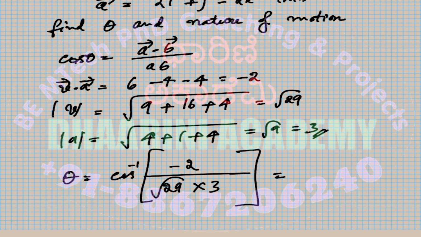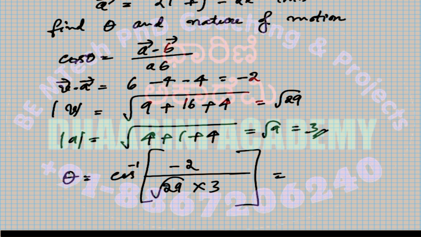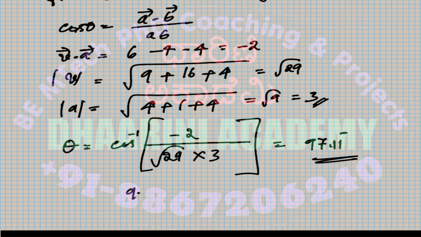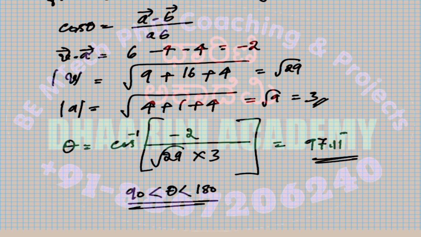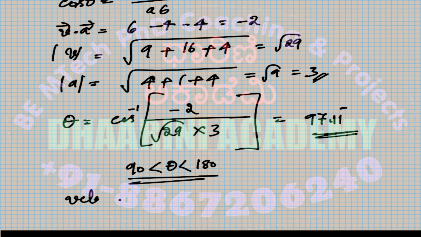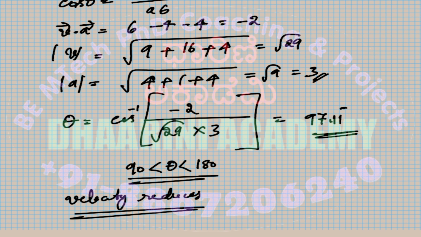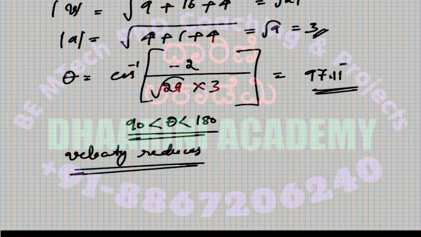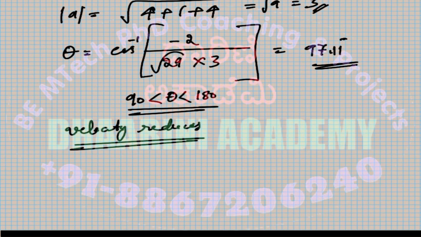Okay, so this comes to be 97.11 degrees. So I know that in this case, theta is falling under the condition 90 less than theta less than 180. So velocity reduces with time. As the time progresses, the velocity reduces because it falls under this condition. Okay, so one simple problem we solved.